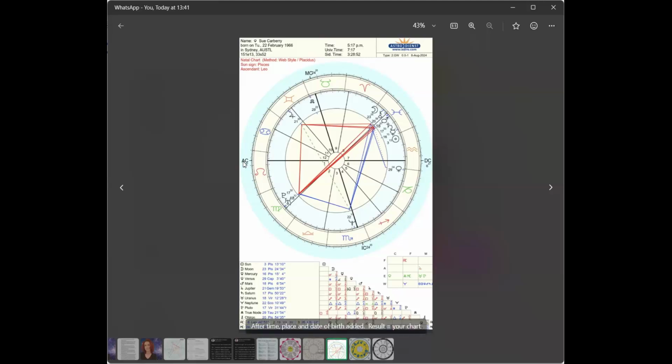So the time of birth is always on that midline. If someone was born half an hour after me, they will have a different ascendant because it changes every 2.5 hours. So at the time of my birth, at 17 minutes past 5, on the 22nd of February, 1966, in Sydney, Australia, my ascendant turns out at 6.47 Leo.